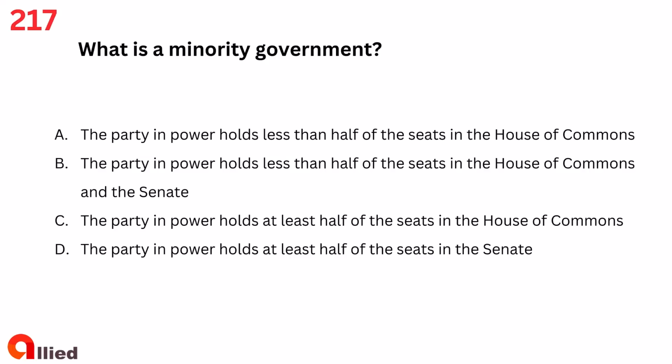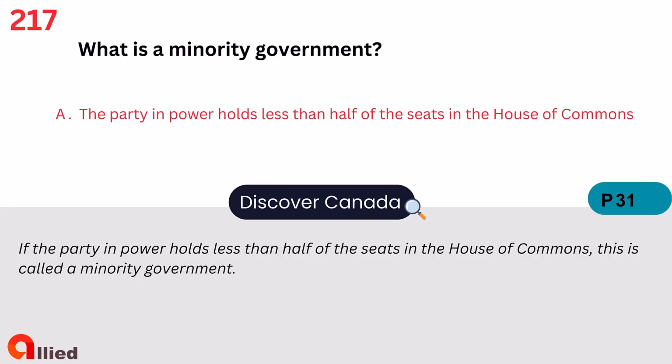Question 217. What is a minority government? A. The party in power holds less than half of the seats in the House of Commons. B. The party in power holds less than half of the seats in the House of Commons and the Senate. C. The party in power holds at least half of the seats in the House of Commons. D. The party in power holds at least half of the seats in the Senate. The answer is A. The party in power holds less than half of the seats in the House of Commons.